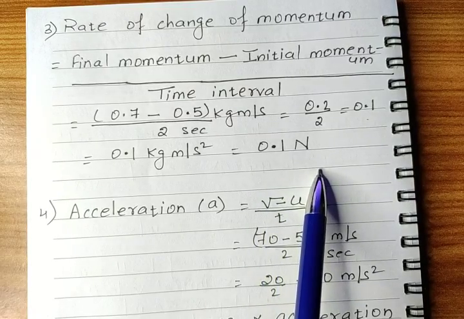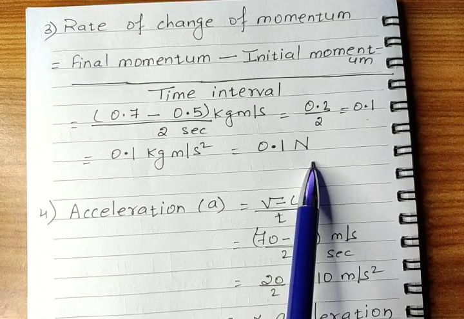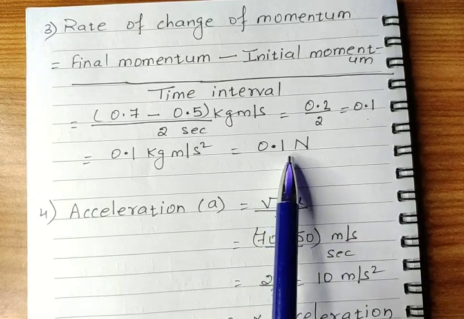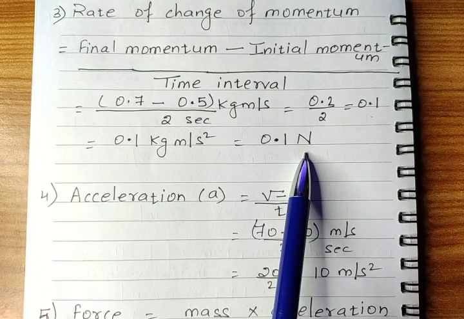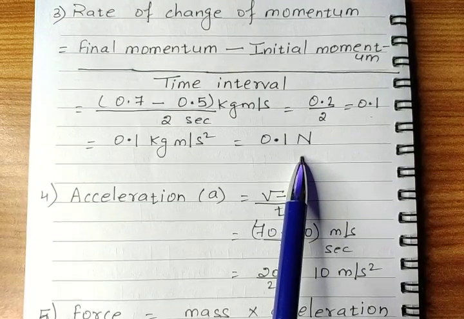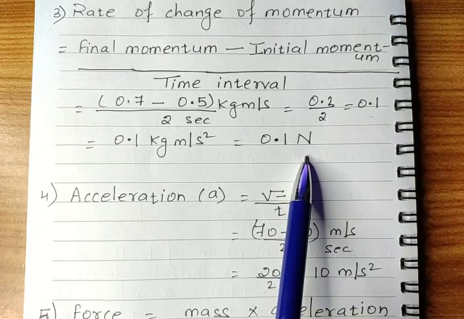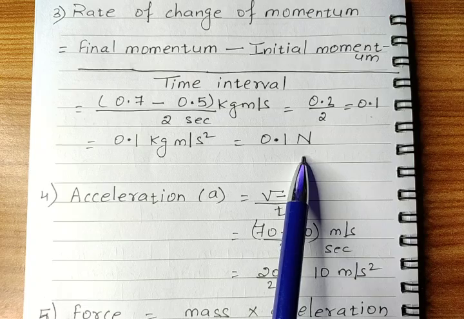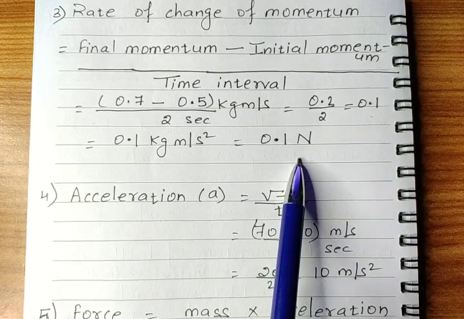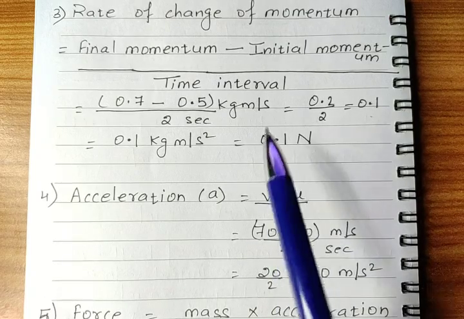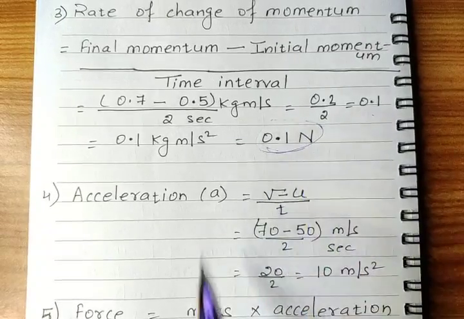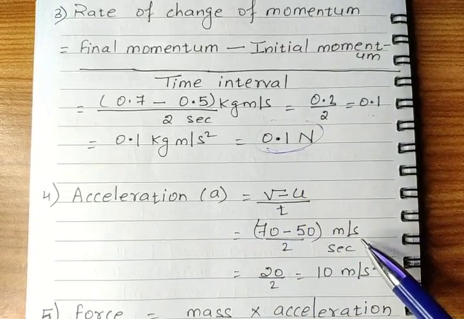So understood now children, how much constant force was applied on the body for 2 seconds? 0.1 Newton constant force applied on the body. Clear? You understood now? A ball whose mass is 10 grams moving with the velocity of 50 meter per second, and a constant force applied on the body for 2 seconds, then its velocity changed to 70 meter per second. How much constant force is applied? That is 0.1 Newton force applied on the body.